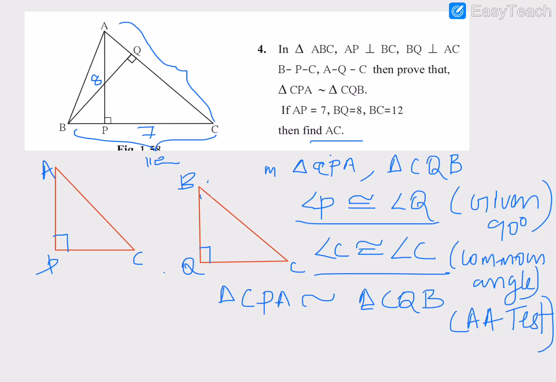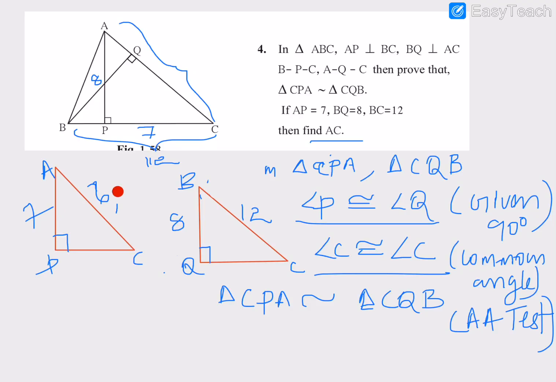Now we have to find the side AC. It is also given that the side BQ is 8, so we can mark BQ as 8 and BC is 12. And AP is given as 7. We have to find the side AC of this triangle. We have proved that the two triangles are similar.